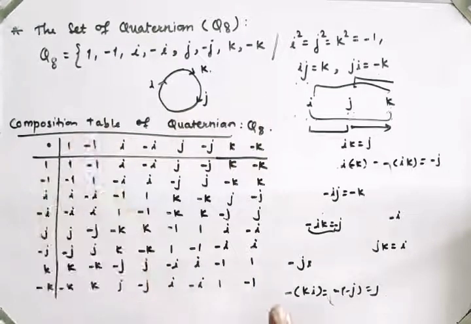This is the composition table of the quaternion group. So in the next lecture we will see the permutation group and its properties.